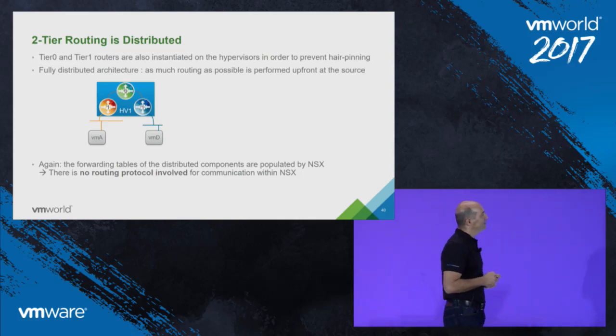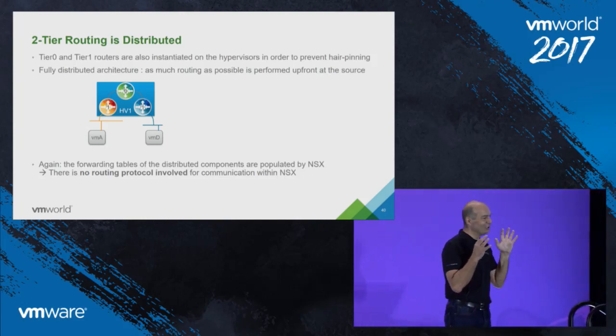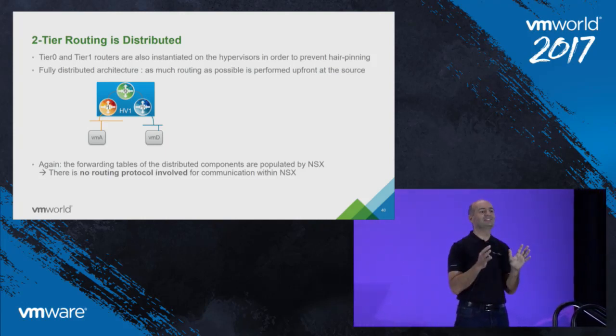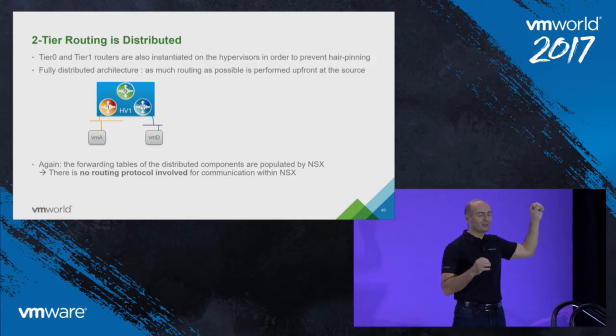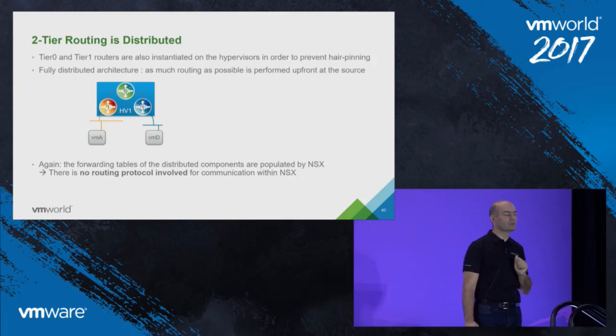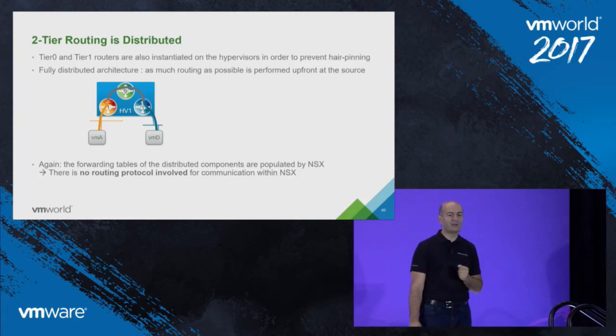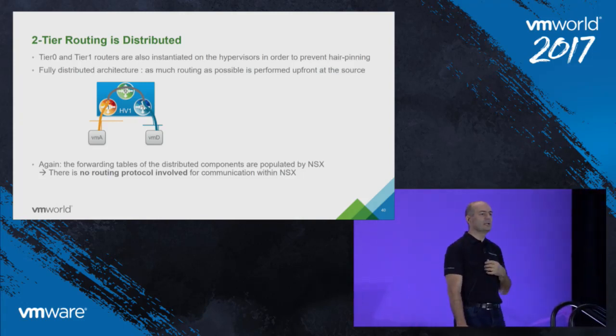Something that most people don't really see is that those two kinds of router are still entirely distributed. So here, don't assume that the tier 0 is centralized and the tier 1 is distributed. We still have a distributed version of those routers. So if I have two-tier routing necessary between two virtual machines, it can be achieved within a single hypervisor. Here, my two-tier routing is done on hypervisor 1 because my two VMs are on hypervisor 1. The traffic doesn't have to get out.